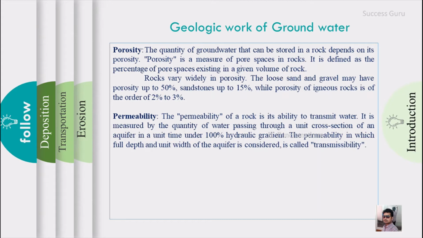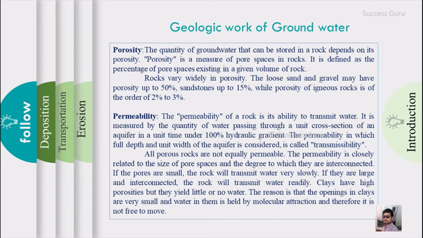It is the measure of quantity of water passing through a unit cross section of an aquifer in a unit time under 100% hydraulic gradient. The permeability in which the full depth and the unit width of an aquifer is considered can be termed as the transmissibility. So both are sometimes referred to as synonyms, but mathematically they are totally different.